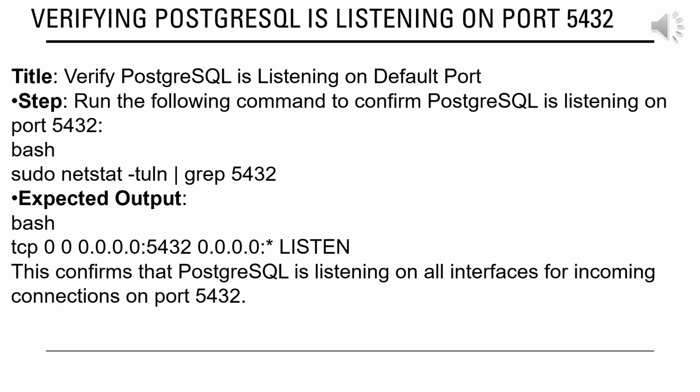Next, we're going to be going over verifying PostgreSQL is listening on port 5432. All right. Now, this will be a default port, and the steps. First step would be to run the following command to confirm the PostgreSQL is listening on this port by using this code, and then the expected output would be this code as you can see on here. This confirms that the PostgreSQL is listening on all interfaces for incoming connections on port 5432.